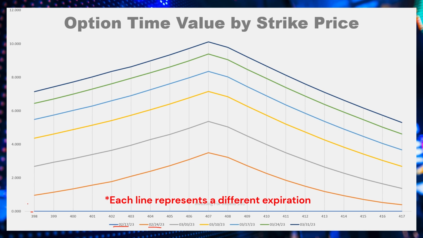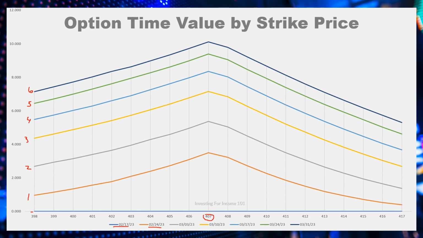So that's 0 weeks to expiration, right? This would be 1 week to expiration, 2 weeks, 3, 4, 5, and 6. You have different expirations from 1 week all the way to 6 weeks. And on the x-axis, we have different strike prices, right? So you can see, as I said before, the time value is the highest for the options at the money.